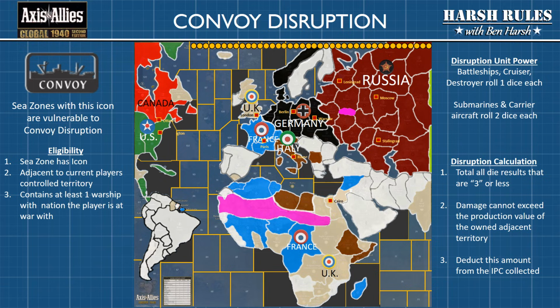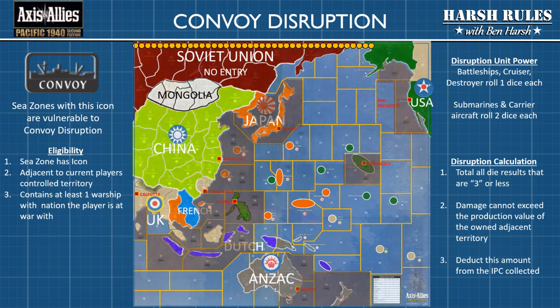For each submarine and aircraft launched from a carrier in the sea zone, that player rolls 2 dice. Once all the dice are rolled, total all the results that are 3 or less. This is the amount of IPC deducted from collect income. However, damage cannot exceed the production value of the owned adjacent territories. So there is a limit. Therefore, players need to be aware of convoy disruption and protect their coastlines.